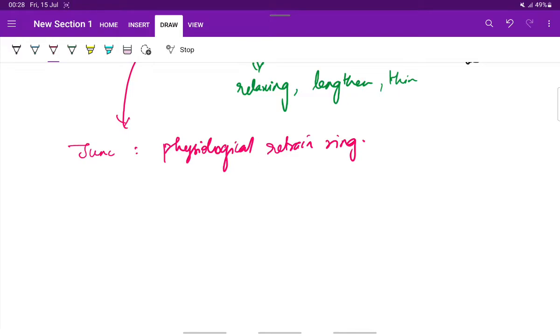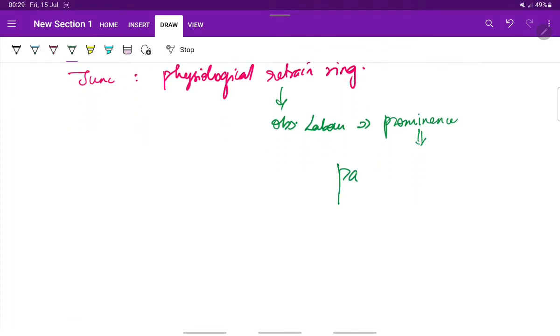In case of any obstructed labor, there will be thickening and prominence of this physiological retraction ring, forming pathological retraction ring, which is also called as Bandel's ring.